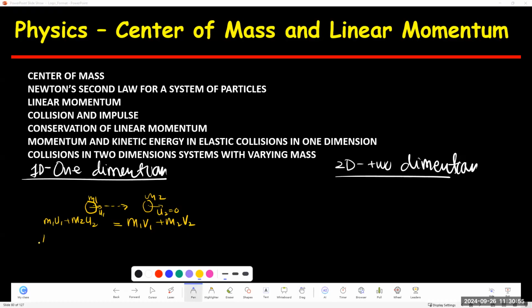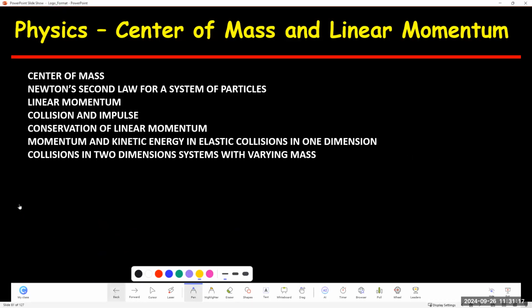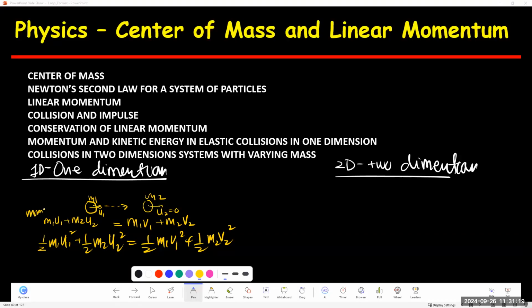I can also write the equation half m1 u1 squared plus half m2 u2 squared equals half m1 v1 squared plus half m2 v2 squared. So this is my momentum equation, and this is my KE equation, or kinetic energy equation. And this is pretty much the law of conservation of momentum in one dimension, right?